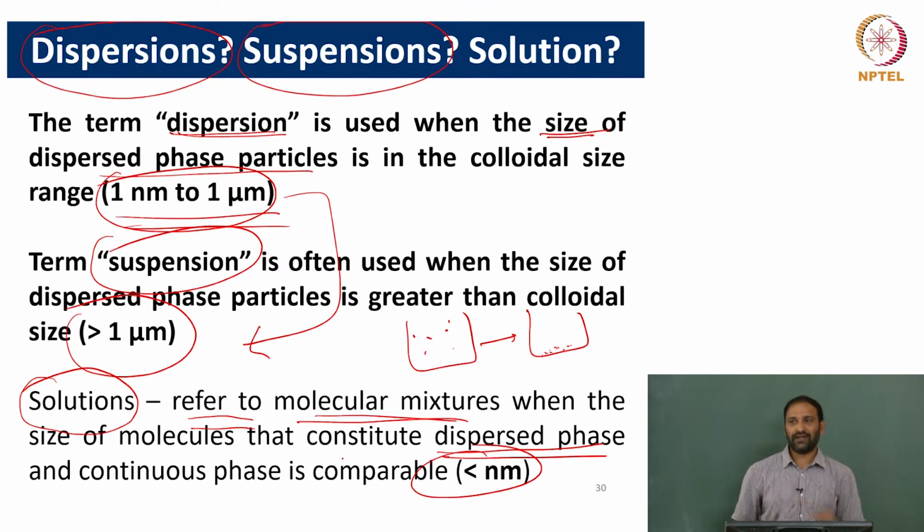That means if I take salt and put it in water, and look at the salt molecules, or Na plus and Cl minus, the size of that is very much comparable to the size of the water molecules that you have in the system. So whenever the size of the dispersed phase and the continuous phase is comparable, that's when you refer to it as a true solution. Okay, so is the distinction clear?